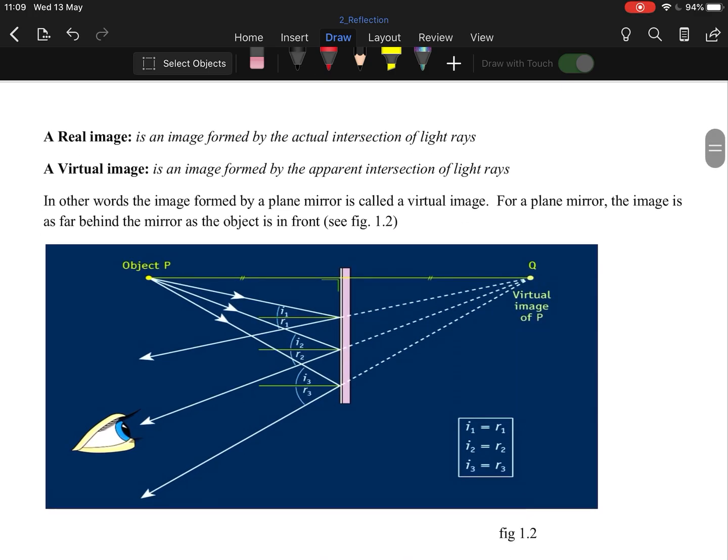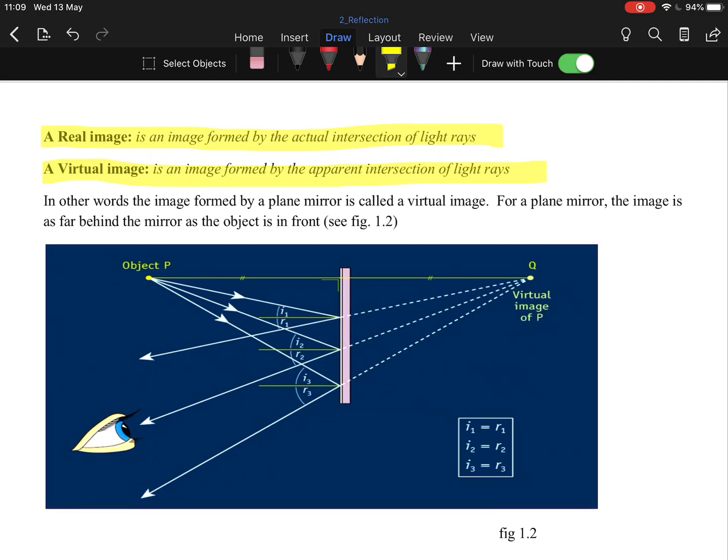Now, your 2 things. What is a real image? It is an image formed by the actual intersection of light rays. What is a virtual image? It is an image formed by the apparent intersection. So when you look in a mirror, what you actually see is a virtual image.